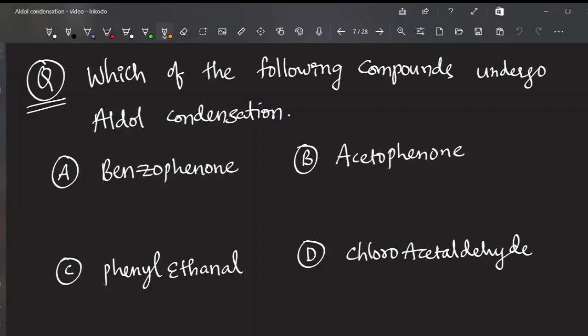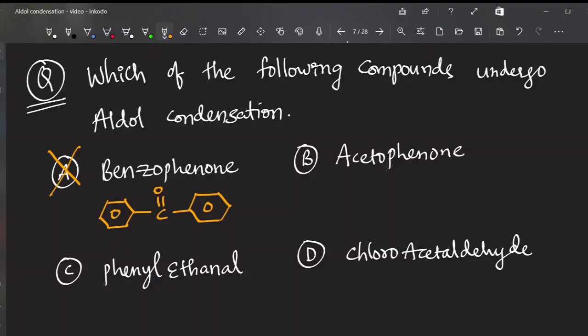So which compound does not show aldol, and which compounds will show aldol condensation? The first option is benzophenone. If you just know the structure, this is benzophenone. Benzophenone में हमको alpha hydrogens नहीं होता है. So this compound will not show aldol.